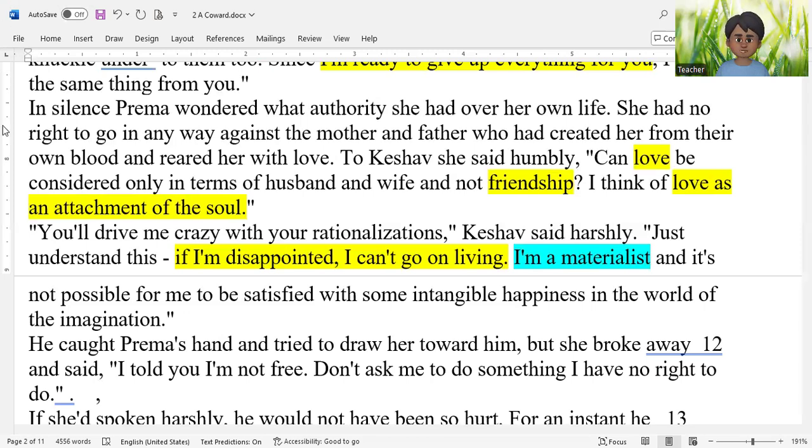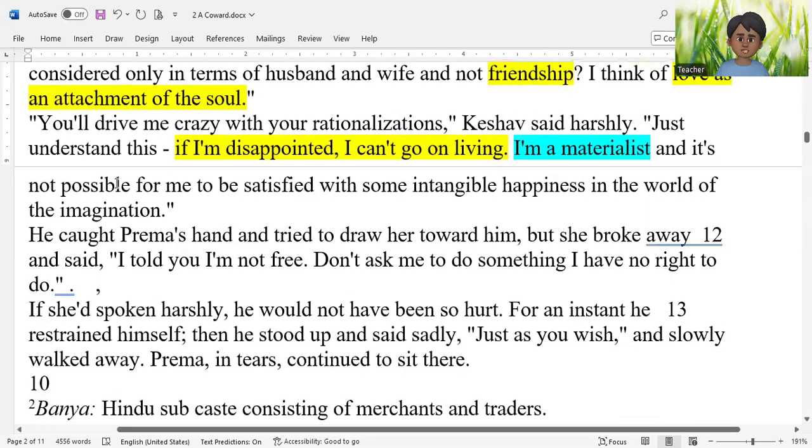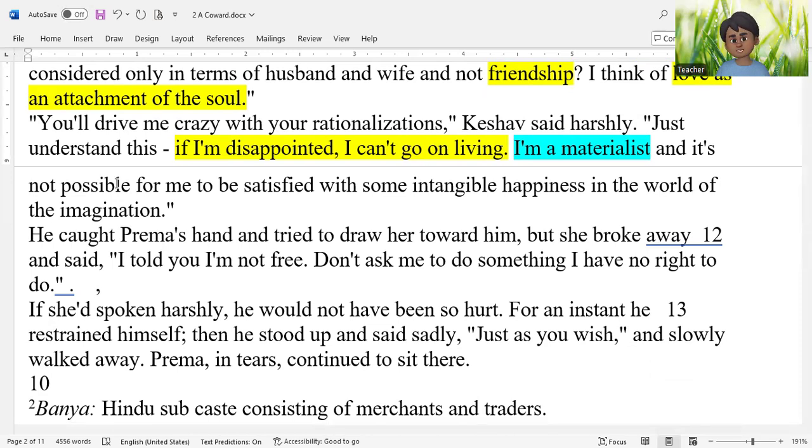Now move ahead. Now look what Keshav says. "You will drive me crazy with your rationalizations." Do you see? Prema is a very rationalizing girl. She makes good arguments. She makes good reasoning because she is an educated girl.